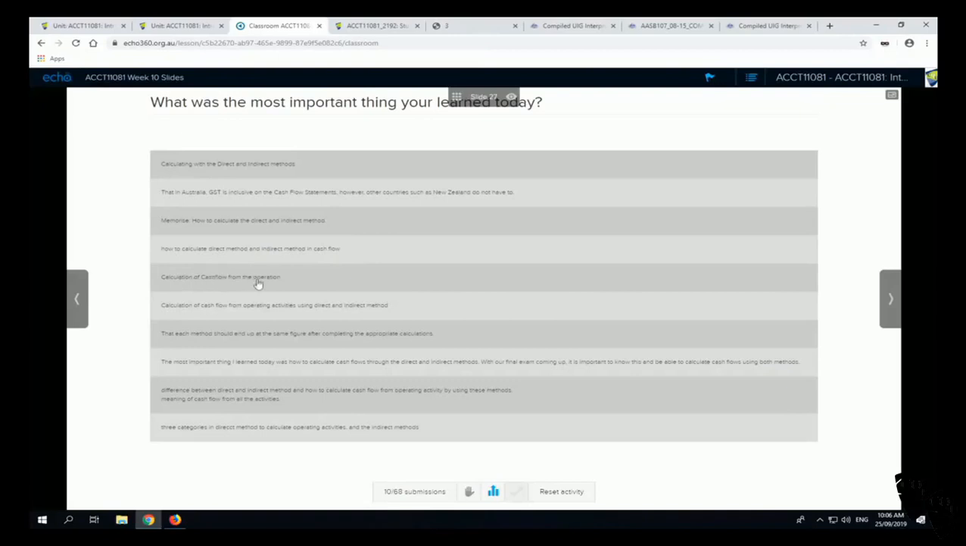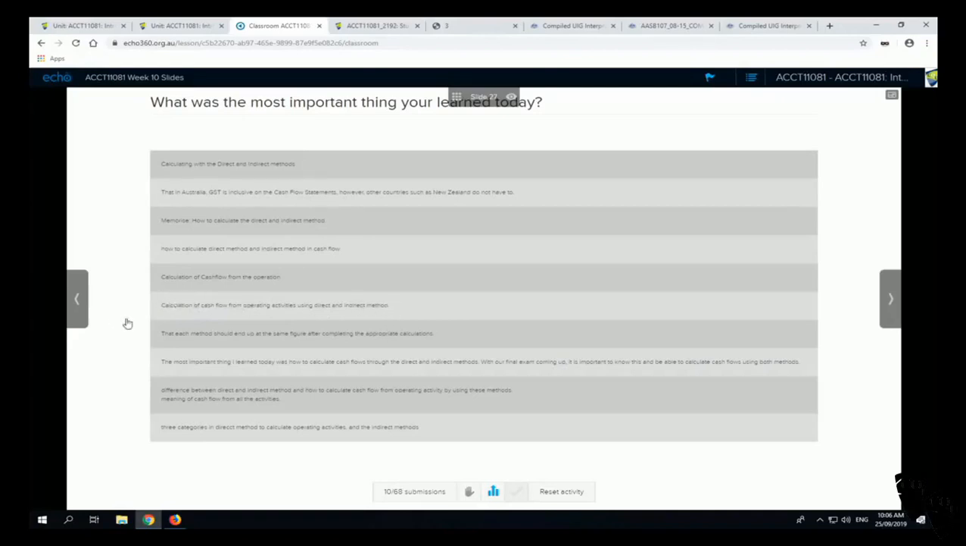So this is the next comment: calculation of cash flow from the operation. I've been reprimanded by Martin for my terms, so I have to remember to refer to them as operating activities. Okay, not cash flow from operations. And I noticed on my slide there were a couple of mentions of operations, so I apologise for that. It should be cash flow from operating activities. Calculating the cash flow from operating activities using the direct and indirect method.